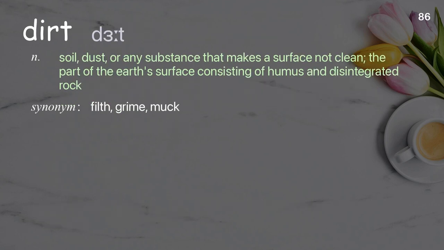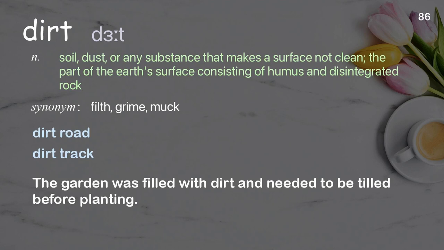Dirt. Soil, dust, or any substance that makes a surface not clean; the part of the Earth's surface consisting of humus and disintegrated rock. Examples: Dirt road. Dirt track. The garden was filled with dirt and needed to be tilled before planting.